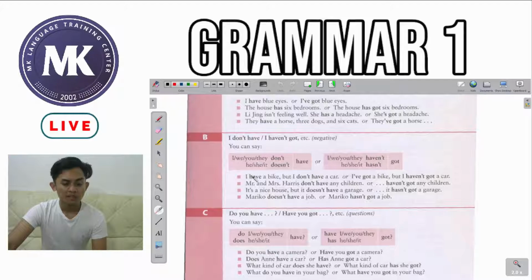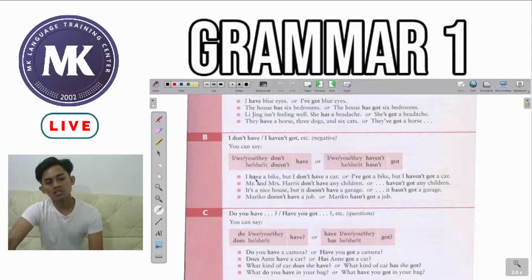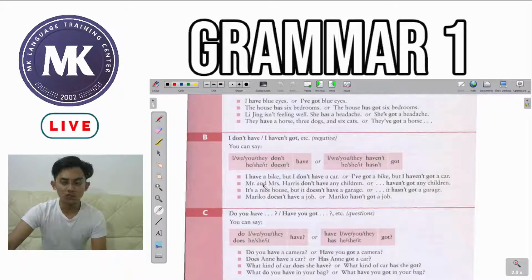We must learn when do we use these words. We use them to show the lack of something. So the lack of ownership, the lack of feeling. So for example, in the first sentence, I have a bike, but I do not have a car. Or, I've got a bike, but I haven't got a car. So in this first sentence, we are using both the positive and the negative forms of have.